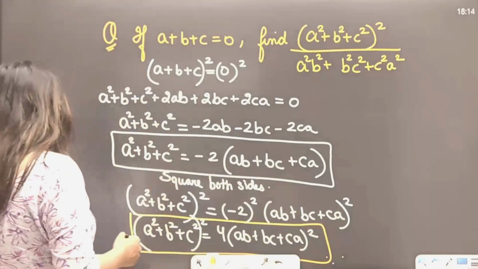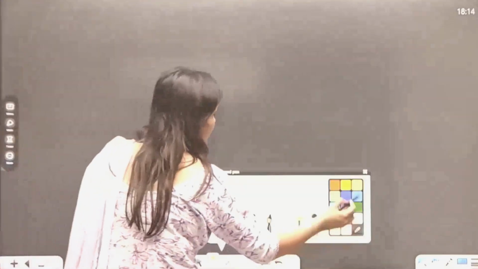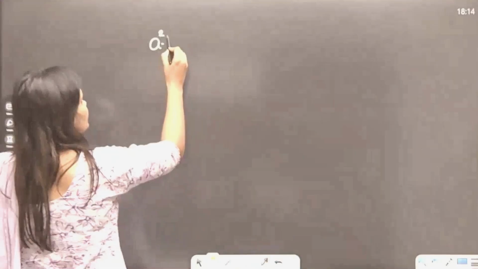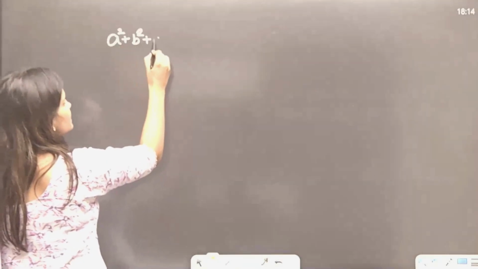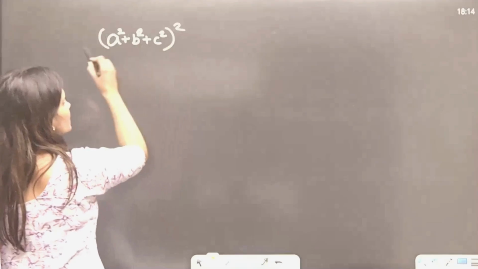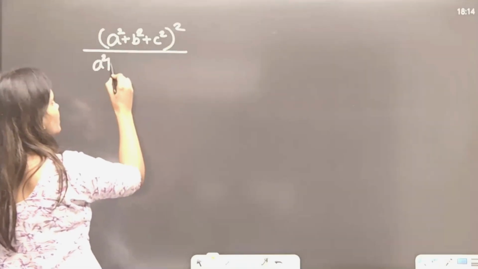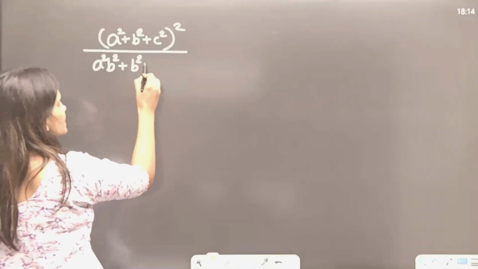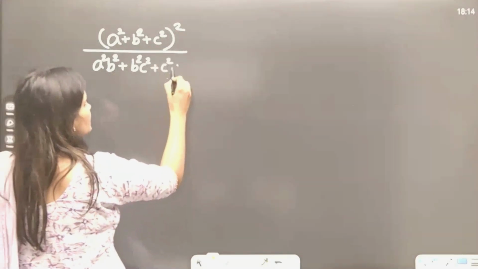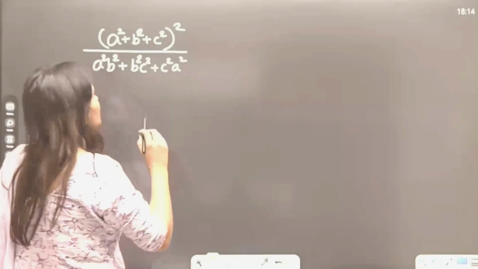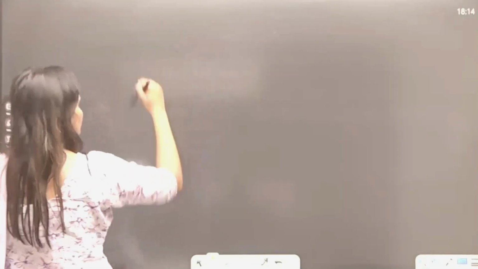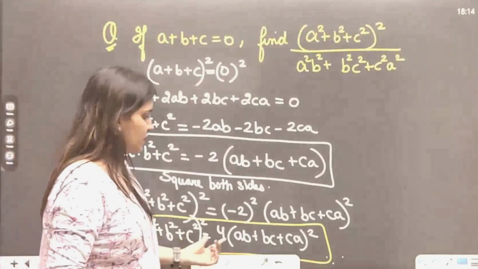So I'm just placing the value in the question asked. In the question, it was asked that you have to find (a² + b² + c²)² divided by a²b² + b²c² + c²a². This is what has been asked in the question. So I'm solving this further.